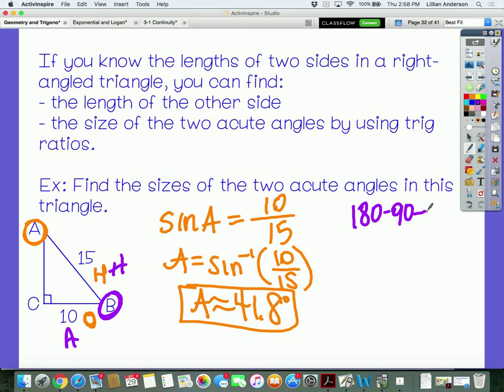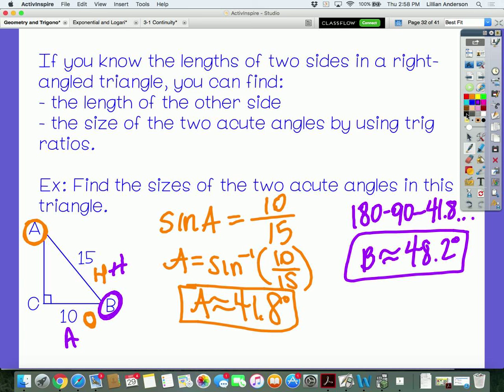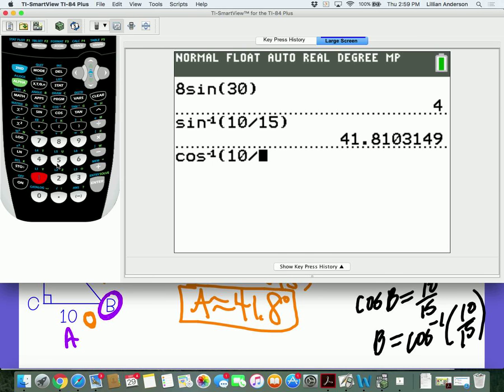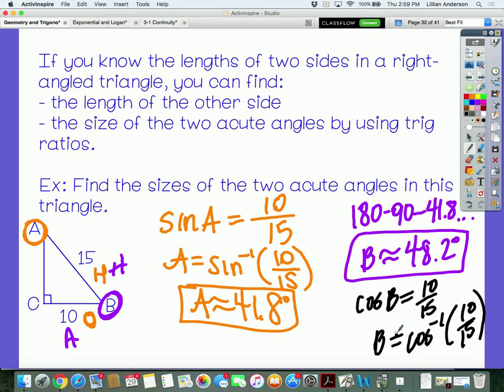Do this real quick. What is 180 minus 90 minus the answer we got before? Showing you guys this so that you can see that no matter which way you do it, if you do the cosine inverse of 10 over 15, you should get the same answer. Questions there? Whenever you're looking for an angle is when you use the inverse. If you're ever looking for a side, that's when you're going to either multiply or divide. And you already have your angle. Does everybody understand that?